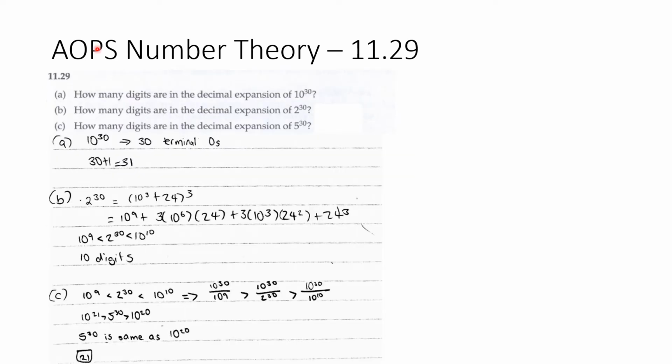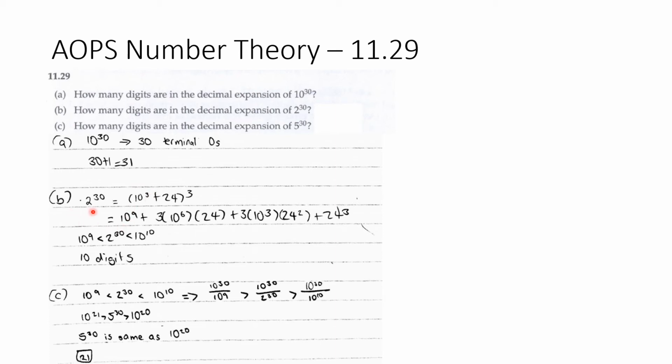AOPS number theory 11.29. A: How many digits are in the decimal expansion of 10 to the power of 30? B: In 2 to the power of 30, and C: In 5 to the power of 30. In 10 to the power of 30, there are 30 terminal zeros with a 1 at the beginning, so 30 plus 1 is 31 digits.